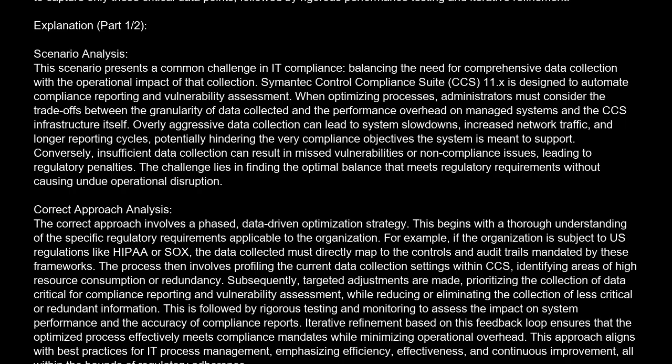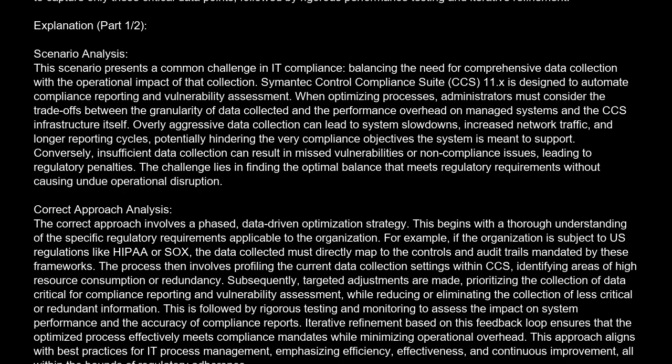Overly aggressive data collection can lead to system slowdowns, increased network traffic, and longer reporting cycles, potentially hindering the very compliance objectives the system is meant to support. Conversely, insufficient data collection can result in missed vulnerabilities or non-compliance issues, leading to regulatory penalties. The challenge lies in finding the optimal balance that meets regulatory requirements without causing undue operational disruption.